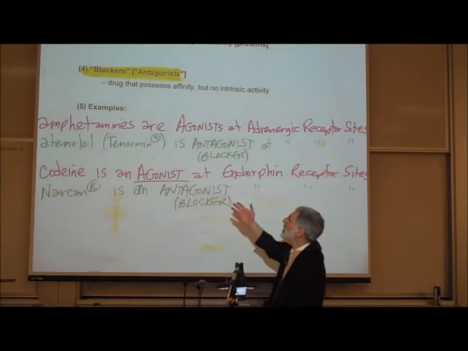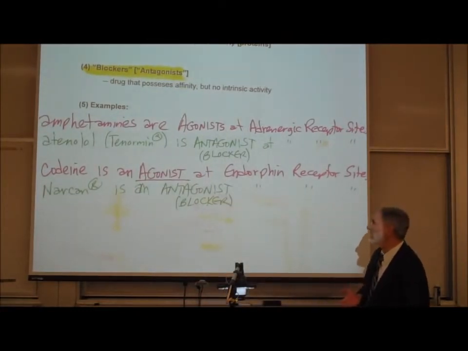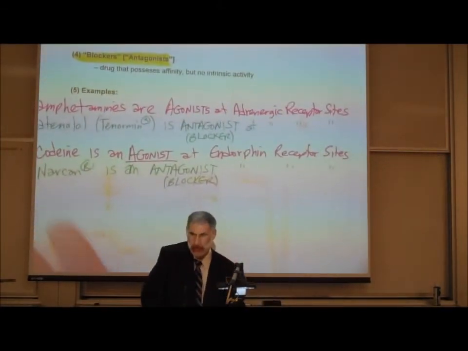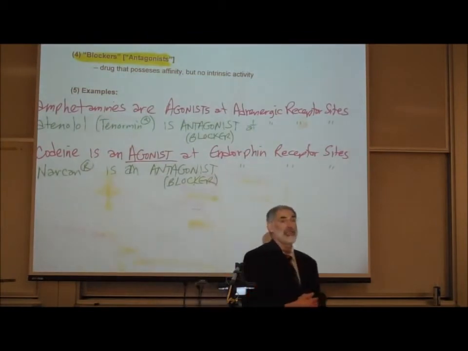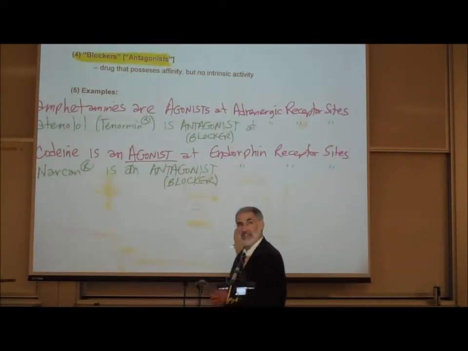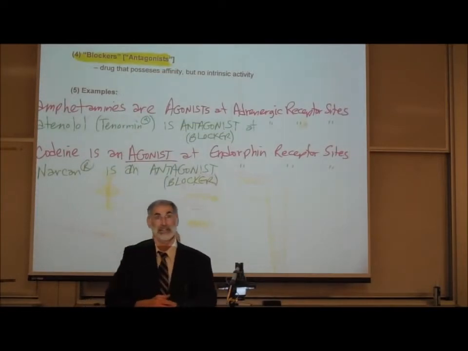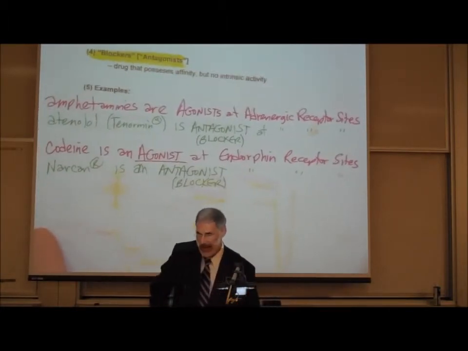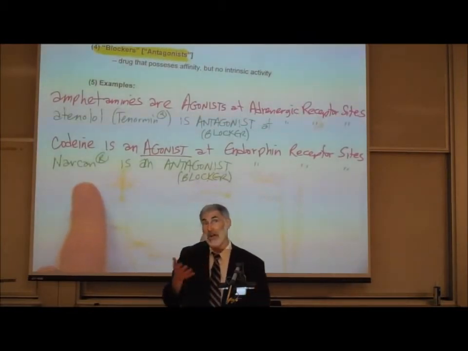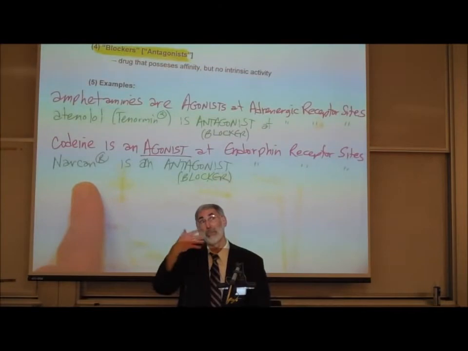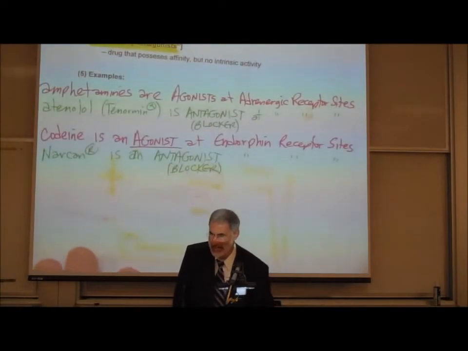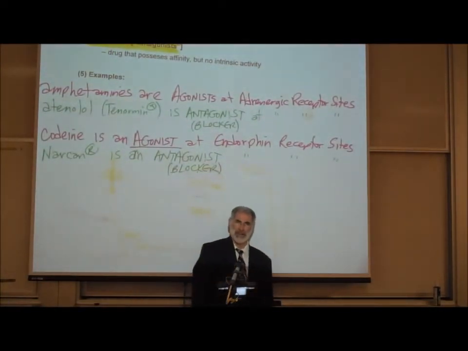Example number 2, codeine. Codeine is an agonist at endorphin receptor sites. That means that it attaches and activates the endorphin receptor sites. And activating endorphin receptor sites makes us very sleepy and relaxed, among other things. So it works like our own endorphin neurotransmitters, but even more so. On the other hand, Narcan, maybe you've heard of it, Narcan is a blocker at endorphin receptor sites.